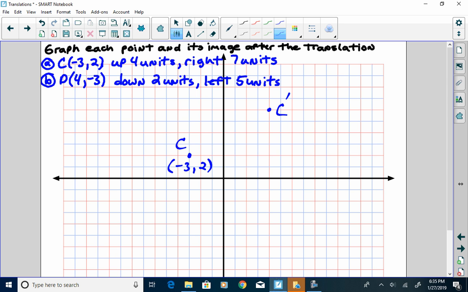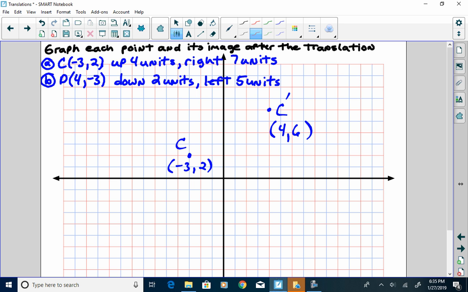Well, what's the location of C prime? From the origin, in order to get to C prime, we have to go 1, 2, 3, 4 units to the right, 1, 2, 3, 4, 5, 6 units in the positive y direction. So if I move 4 units right, and I move 6 units up, 4, 6 would be the location of C prime. All right, let's try example B.